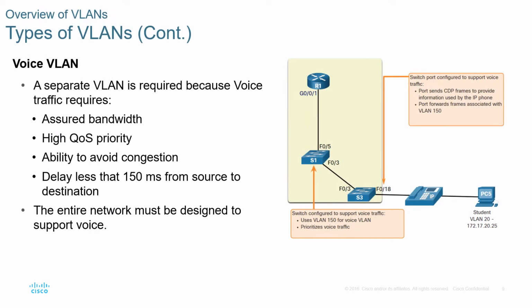The voice VLAN is required if you have voice traffic, if you have an IP phone. It has assured bandwidth and high QoS priority. It avoids congestion, and delay is less than 150 milliseconds from source to destination, which is a suggested requirement for our IP phone. The entire network must be designed to support voice.